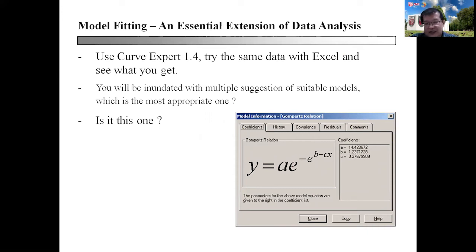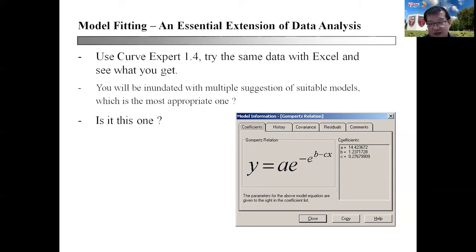So using the software known as Curve Expert 1.4, you can actually model and ask the modeling software to select the most appropriate models. But since we are using the Gompertz model, you can see here the Gompertz model is given to you with this equation. And to select this particular equation, you need to select the goodness of fit and a few other parameters that have been indicated by the model.